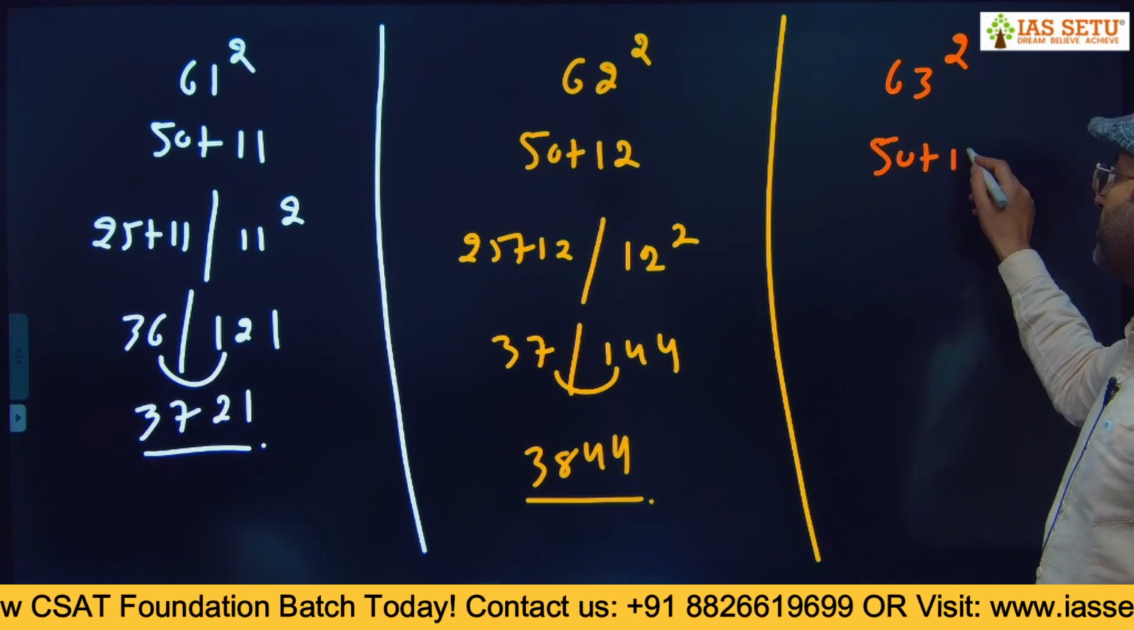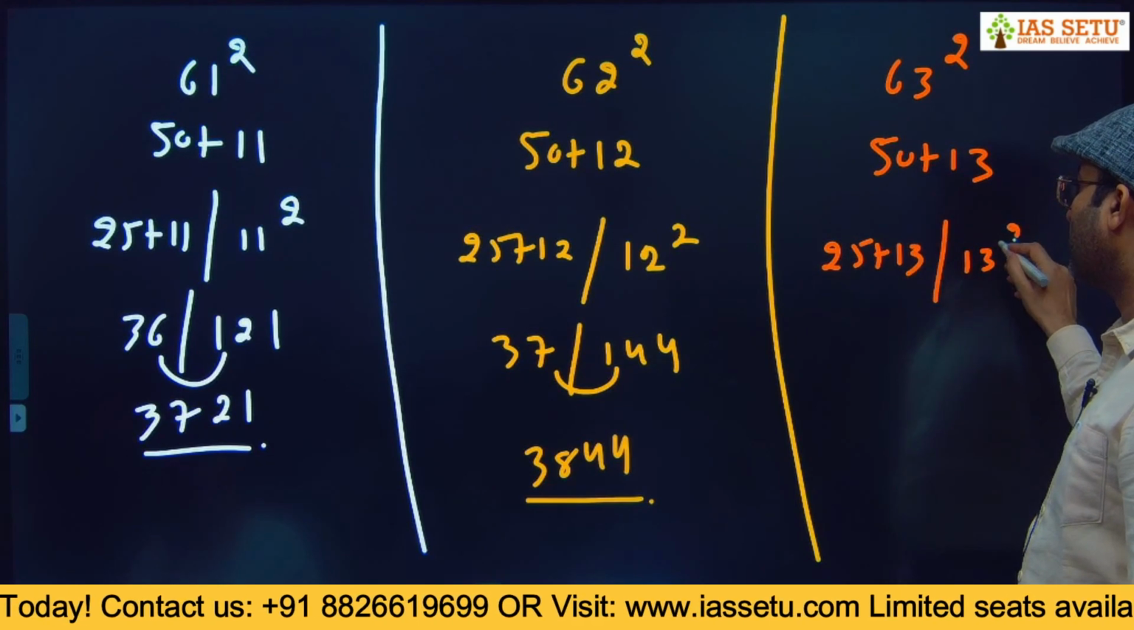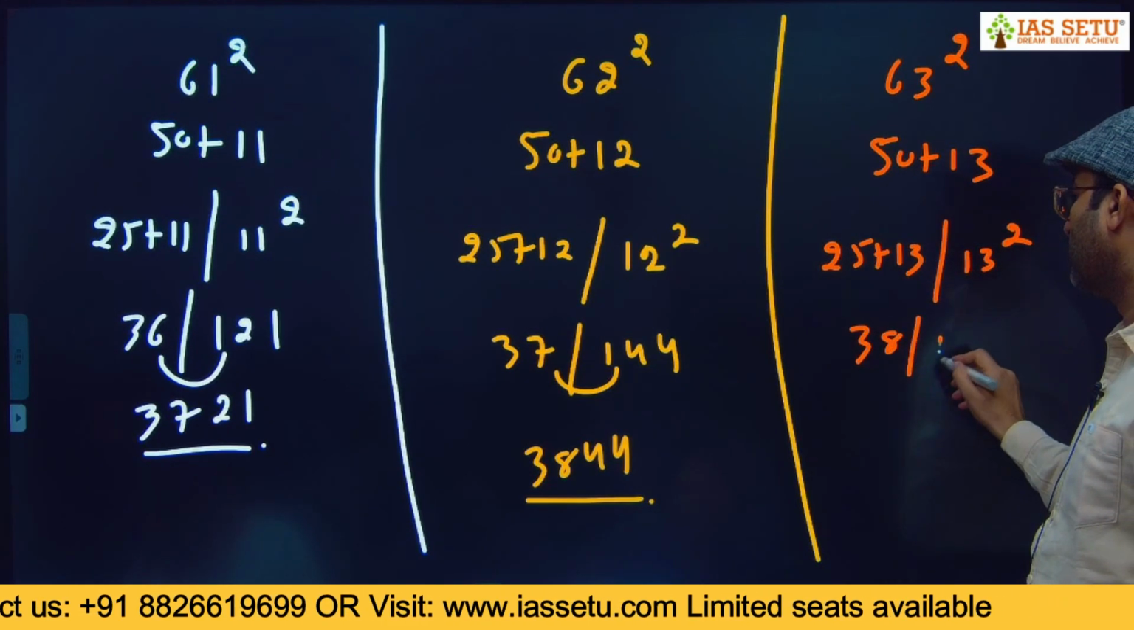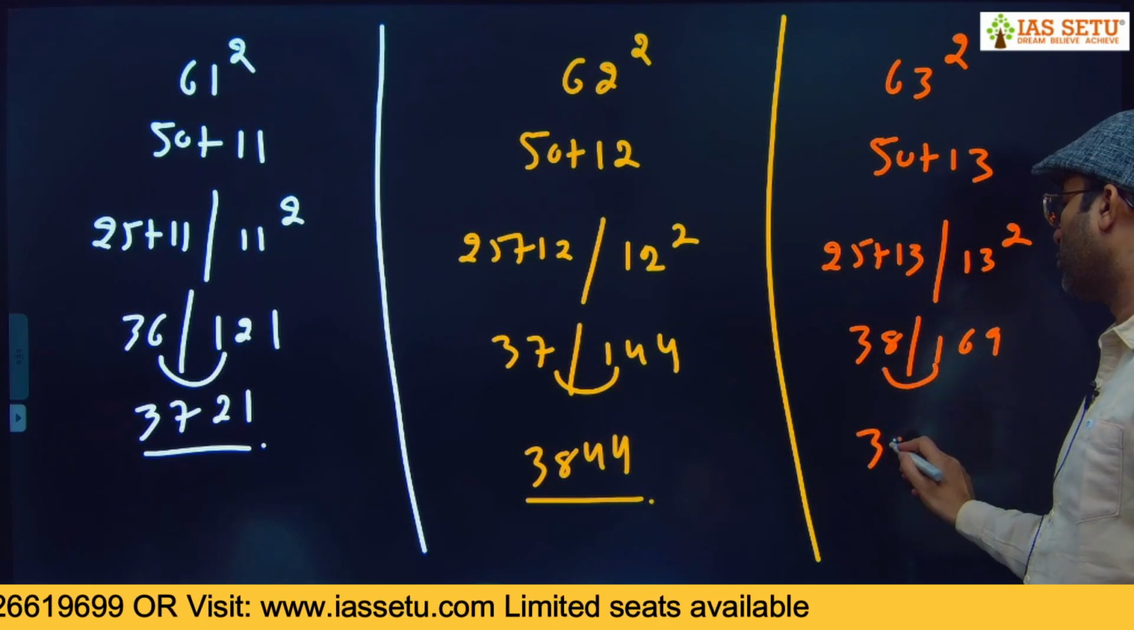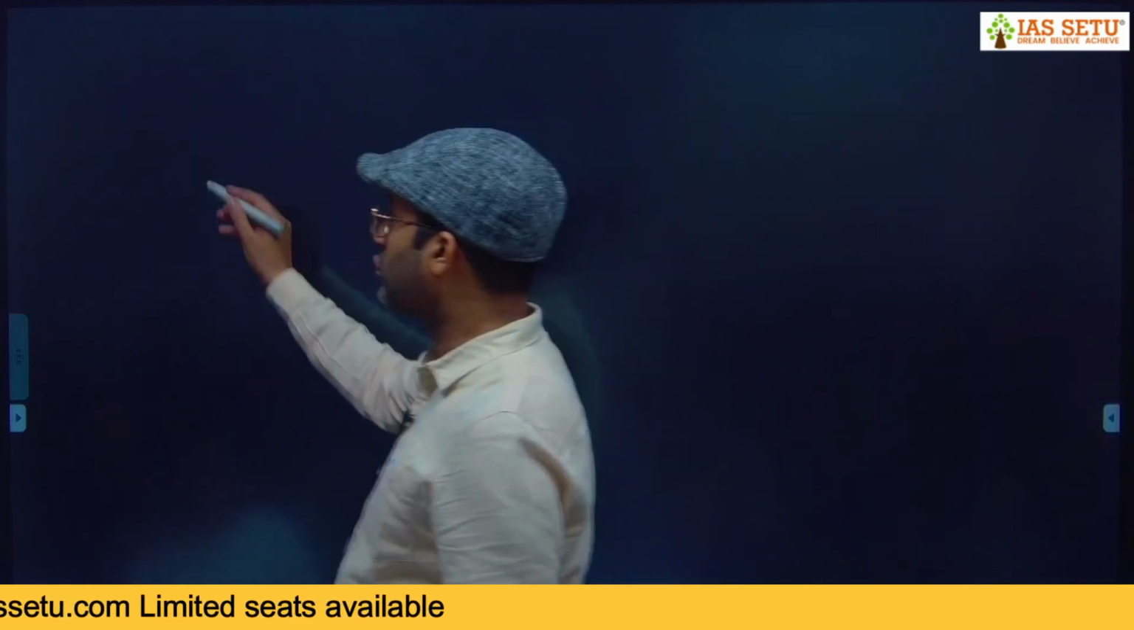So it is 50 plus 13. Left side value 25 plus 13. Right side value 13 square. 169, 1 carry forward, 3969. Try 64 square.